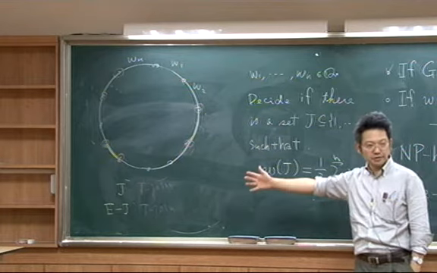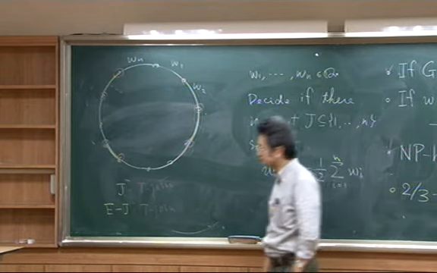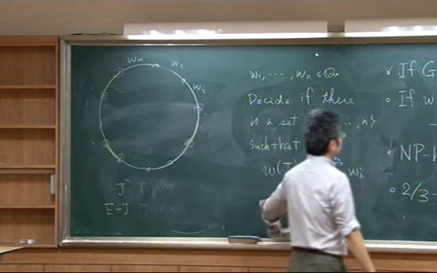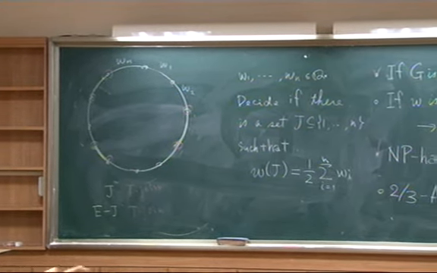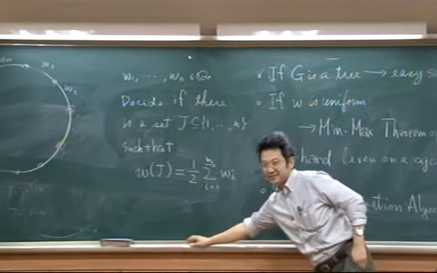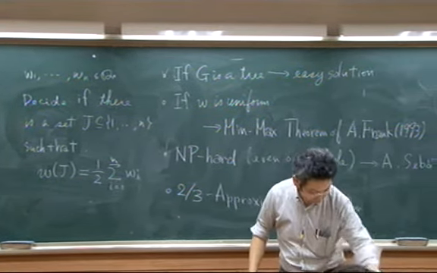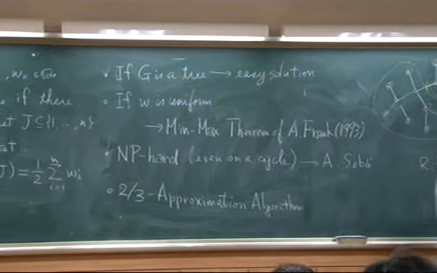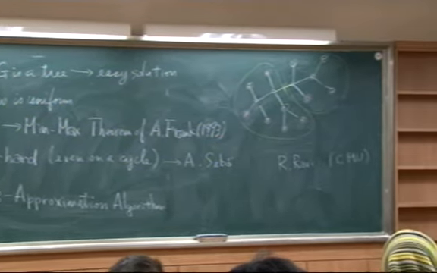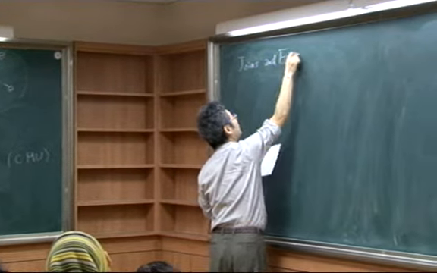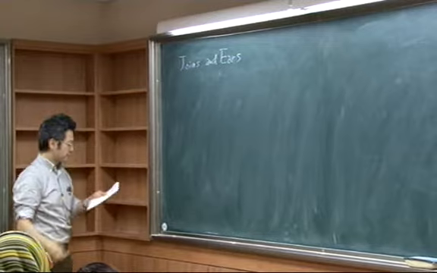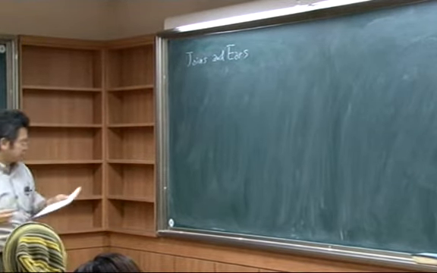Okay, so because of that property, we can solve this problem. Now we came here. Let me explain in the next 7 minutes what is known about this unweighted case. The keyword is the joints and ears. So here I need some new terminologies.